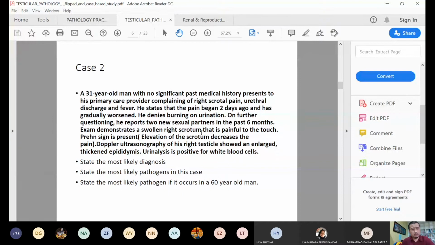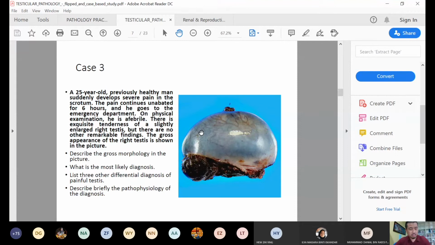So the most likely diagnosis for this is epididymitis. The most likely pathogen in this case, because there is a history of 2 new sexual partners, so we think of sexually transmitted disease. And he is less than 35 years old, so we think of Neisseria and chlamydia. Whereas if the patient is more than 35 years old, you think of UTI pathogens, such as E. coli and Pseudomonas aeruginosa. Okay. Stop me if you have any questions, right?